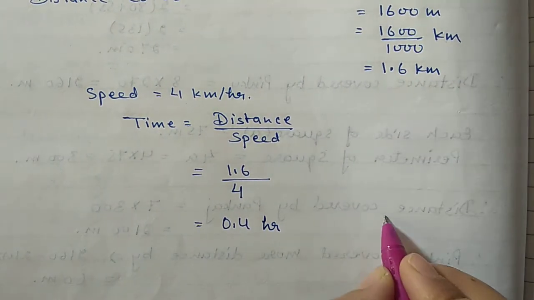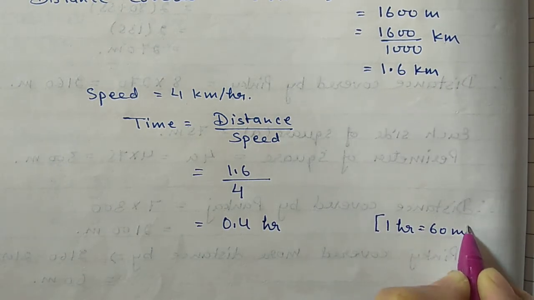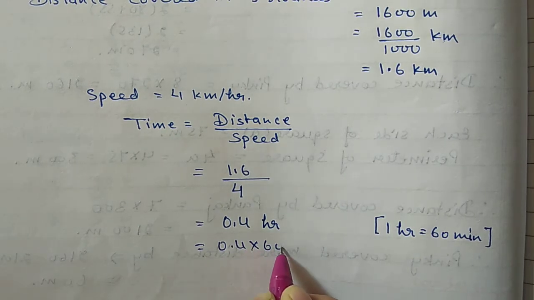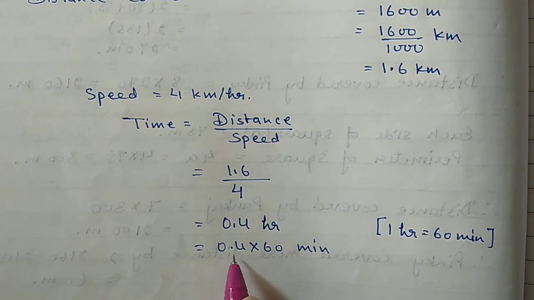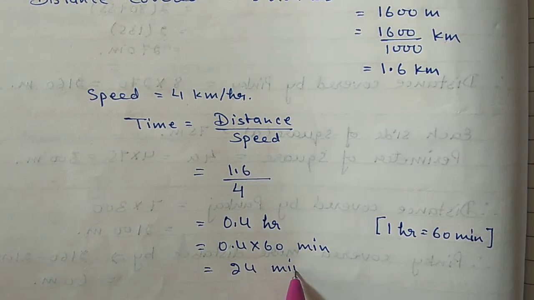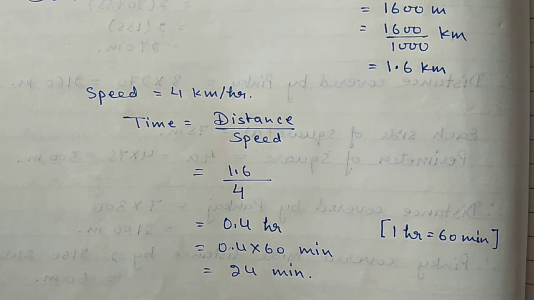1 hour is equal to 60 minute. So we can multiply it by 60. 0.4 into 60, then it will convert into minute. 0.4 into 60, we will get 24 minute. So total she will take 24 minutes to complete the 5 rounds.